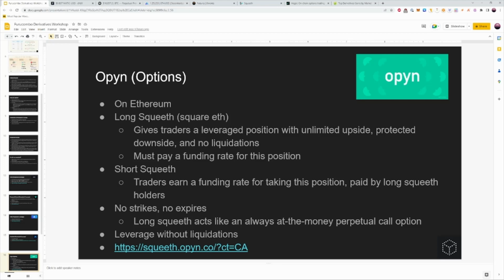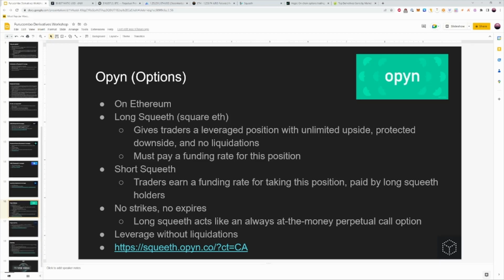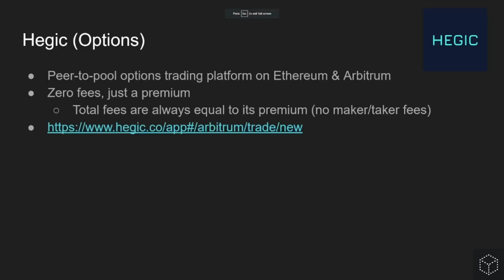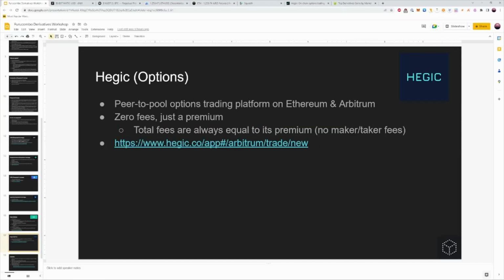So that's Opyn. And the last one we're going to look at is Hegic. So this is a peer-to-pool options trading platform, and it's on Ethereum and Arbitrum. And they have 0 fees. You just pay the premium, and the total fees are always equal to the premiums. They have no maker, they have no taker fees. There's no other fees to worry about. So as long as you're in the money with your premiums, you're going to be earning a profit.